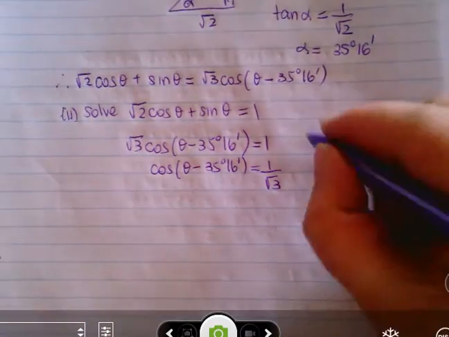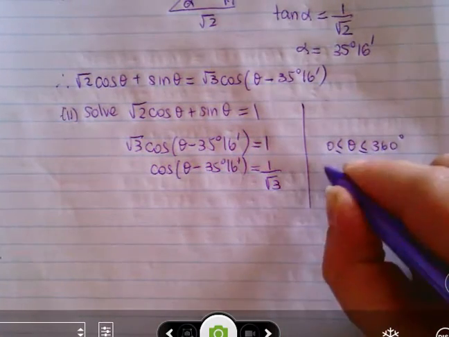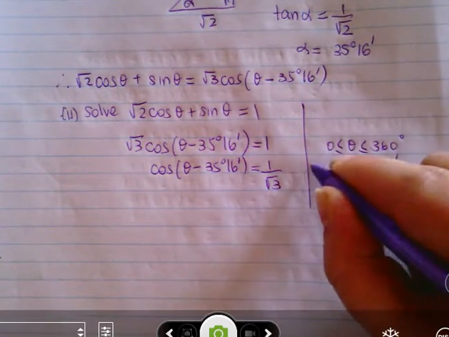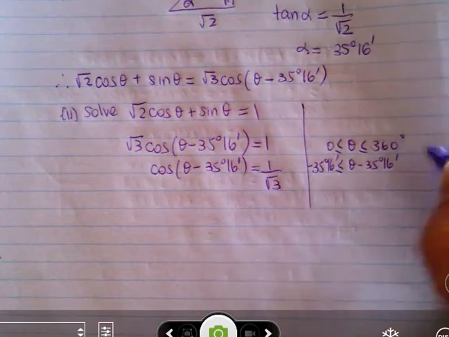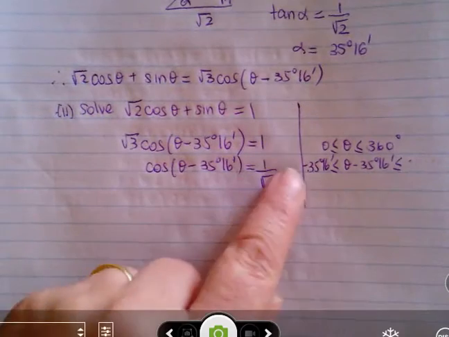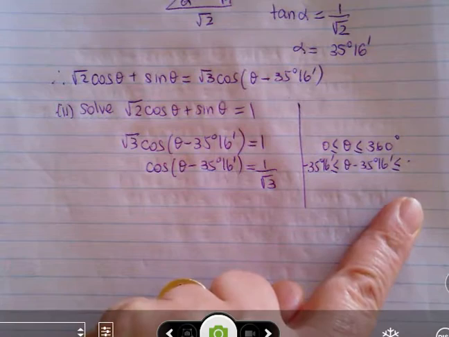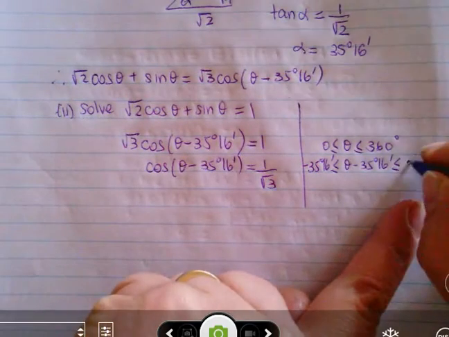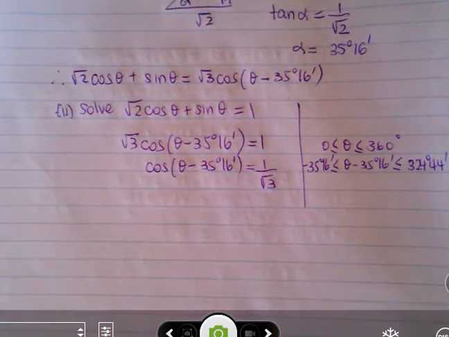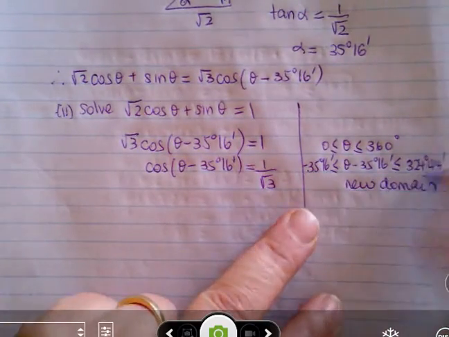3 steps. With the domain change, it's 4 steps. We're solving from 0 to 360. So we've got theta minus 35 degrees 16 minutes. So we've got to subtract 35 degrees 16 minutes from each of these. So that's a negative 35 degrees 16 minutes. And 360 minus 35, what's that? 325, but it's got to be 324 degrees 44 minutes, is it? So that's your new domain. All right, what are your steps?